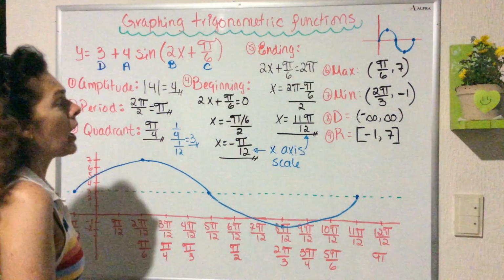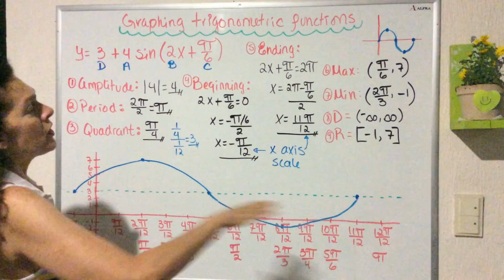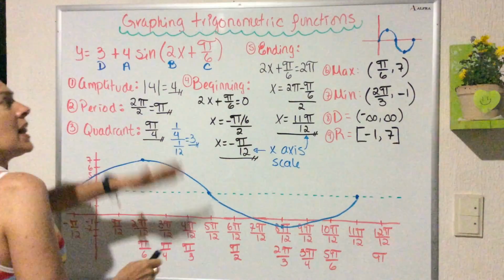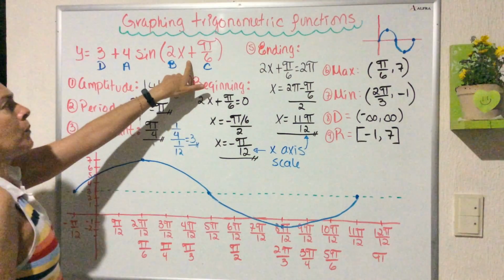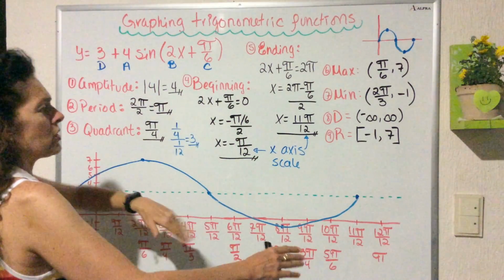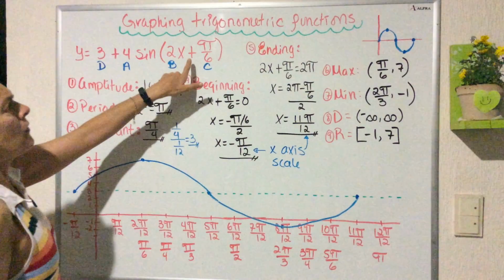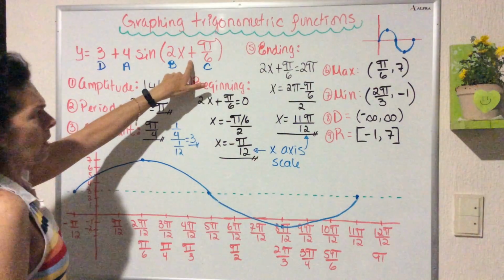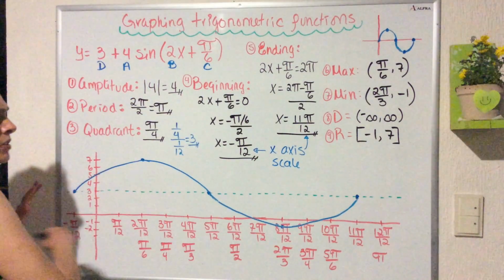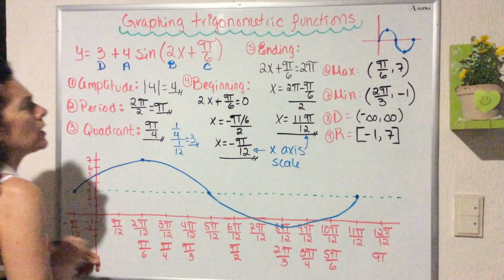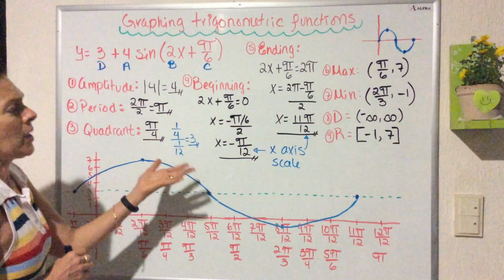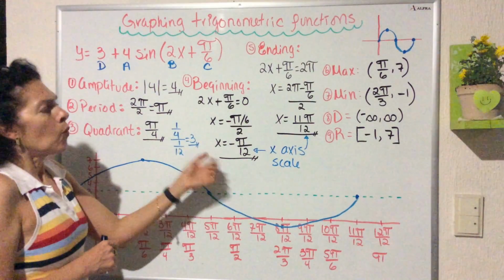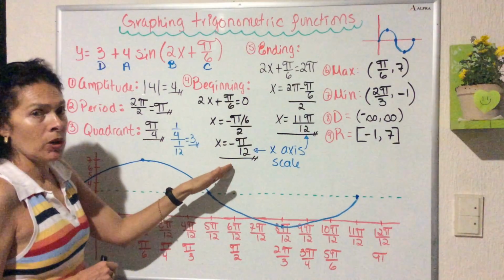Now, let's continue with the beginning, because as we have C, we are going to have a horizontal shift. If we have here a plus, we are going to have a horizontal shift to the left. If we have here a negative, a minus, we are going to have a horizontal shift to the right, okay? But we have to find where we are going to start plotting our graph.